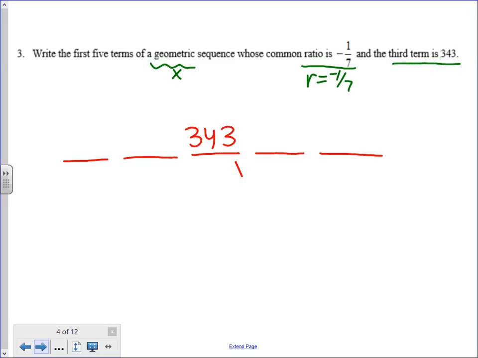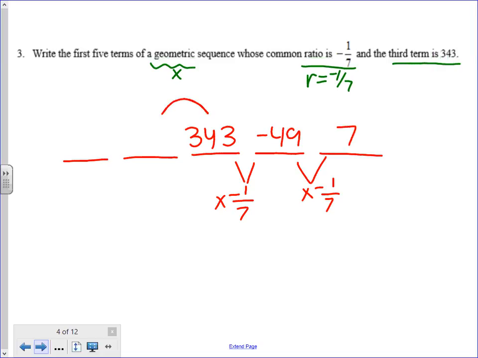So going to the right is quite easy. I'm just going to multiply by negative 1 over 7. So I can go in my calculator, I can take 343 times negative 1 over 7, and I get negative 49. Then I take negative 49 times negative 1 over 7, and get the answer of 7.